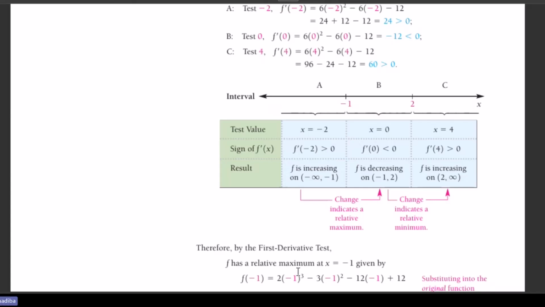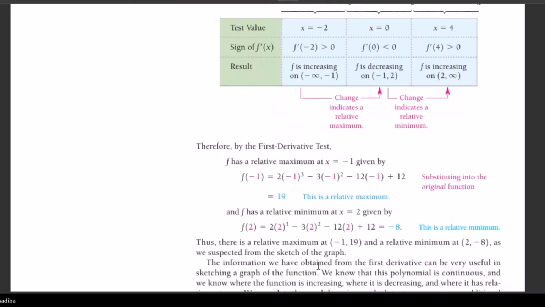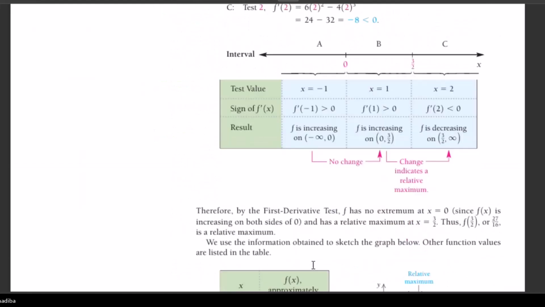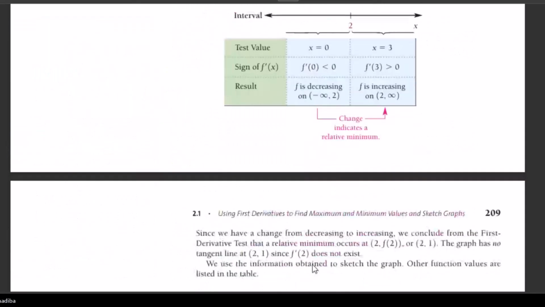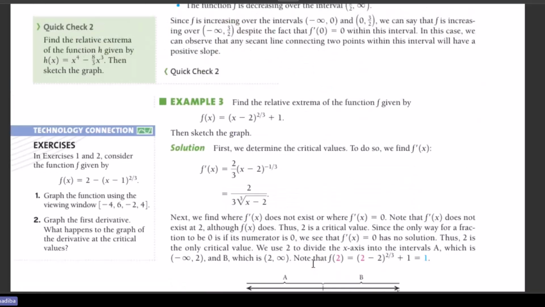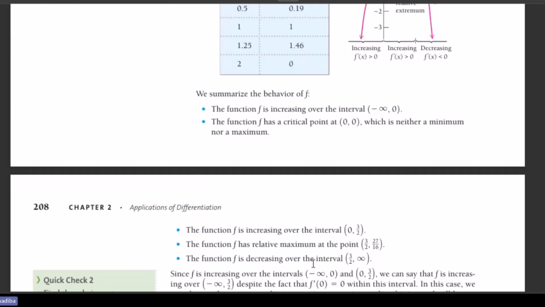Now, let's go to the next one. Can we see the summary that they gave us at the end of the class? I wrote one up myself. That is the summary. The second bullet point says the function has a critical point at (0, 0), which is neither a minimum nor a maximum. I just mentioned that it's an x-intercept. Is that fine? An x-intercept can also be a turning point.